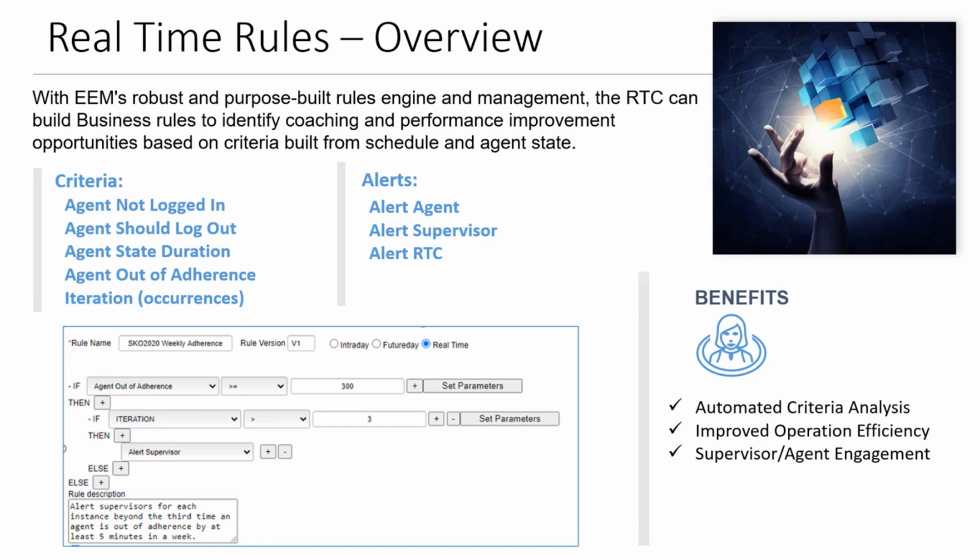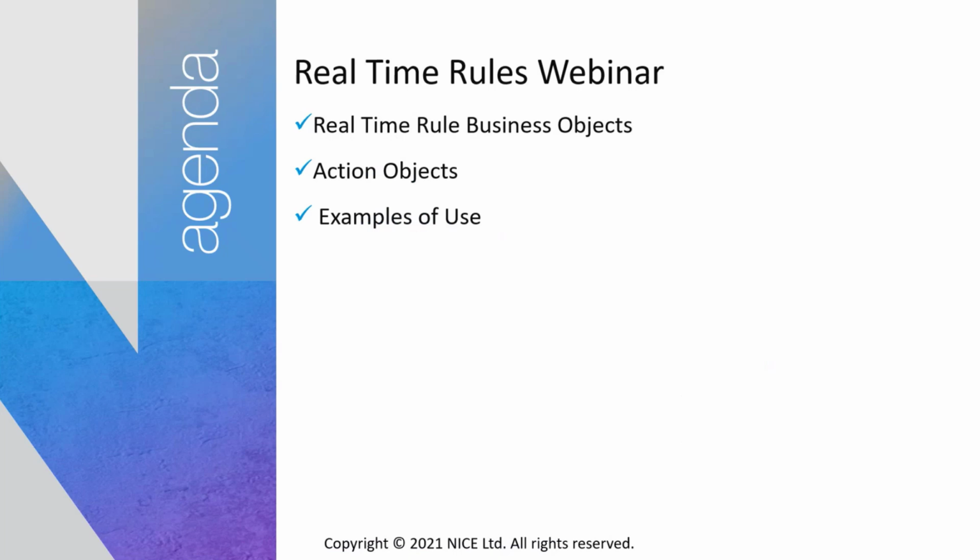Okay. The alerts right now, we can alert the agent specifically. We can alert the supervisor, and we can alert the RTC, the real-time coordinators themselves. Right. And obviously, when we use these, we have better supervisor and agent collaboration and engagement. It results in better operational efficiencies, and overall we see some good use from these and improvements in the contact center efficiency.